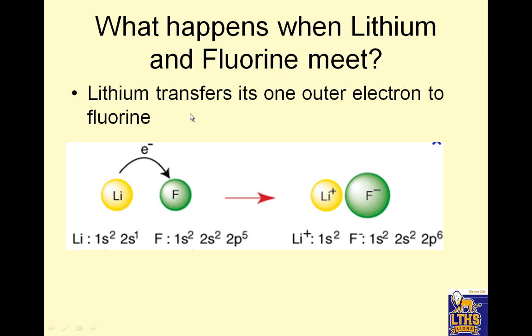So just to review, what happens when lithium and fluoride meet? Well, lithium can transfer one of its outer electrons to fluorine, and you get lithium fluoride. This is a +1 charge, and this is a -1 charge. The chemical formula for lithium fluoride is LiF.